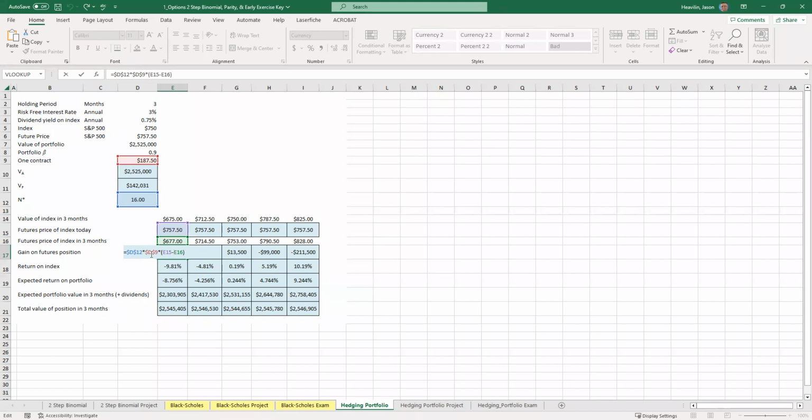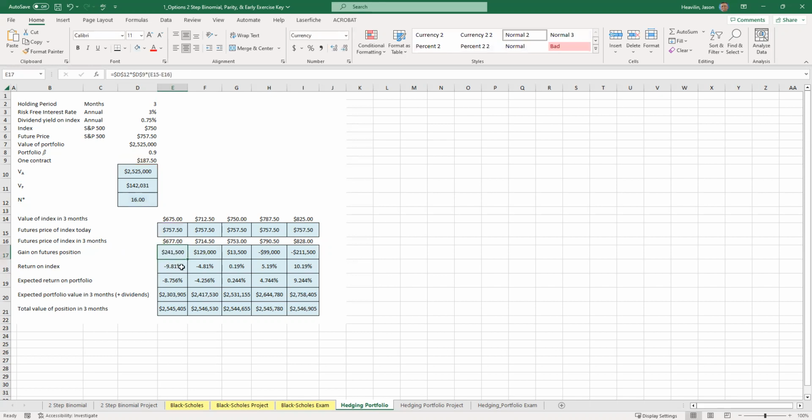So remember, you are shorting it. Because you're shorting it, you make money if the price goes down. So what we're going to do is E15 minus E16, which is 757 minus 677. What that means is that, remember, you sold it for 757.50. That's what the short position means. And because it went down, you get to buy it for 677. So you made money. You bought it for less than what you sold it. And that's what that represents here.